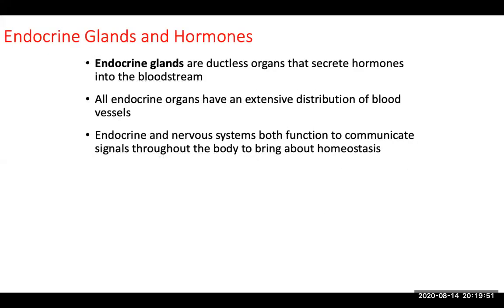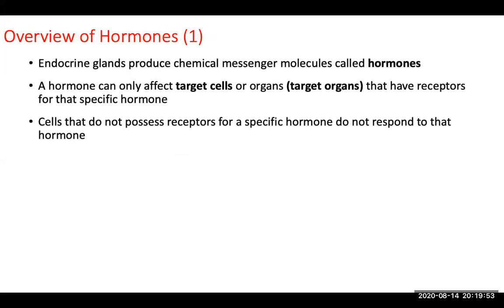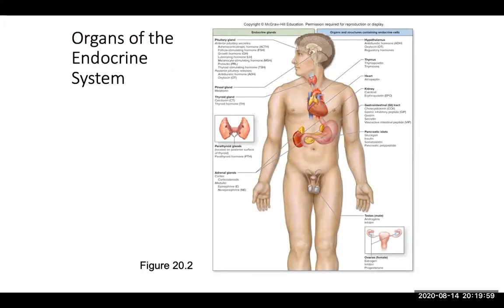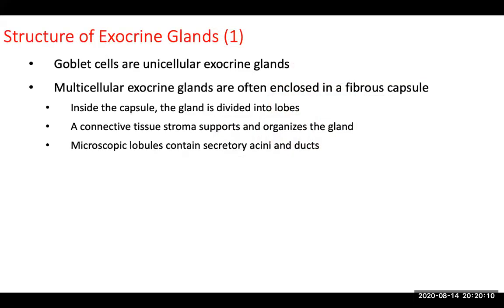So I'll let you guys read through endocrine glands and hormones. Here's an overview of hormones a little bit. The organs of the endocrine system are listed here. Sometimes the endocrine system is its own separate chapter, but we've included it within this chapter as we're talking about endocrine glands. Exocrine glands are multicellular.